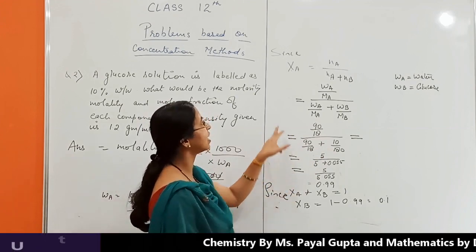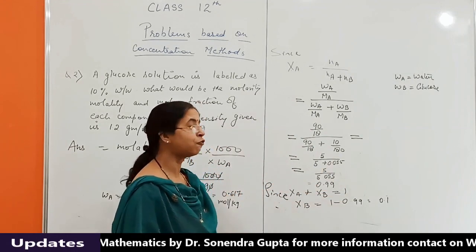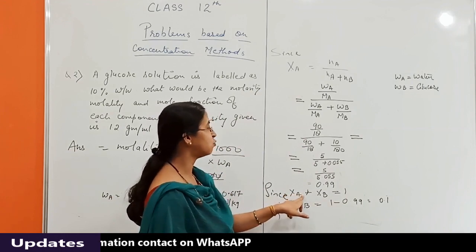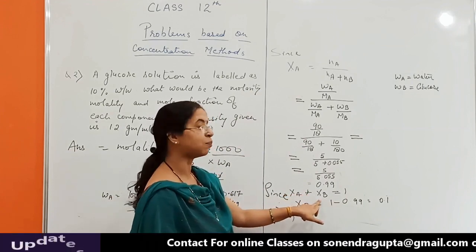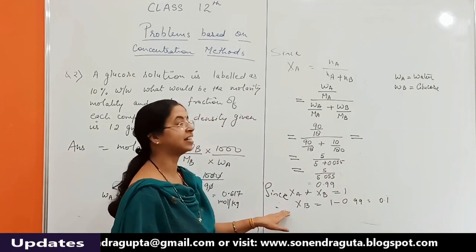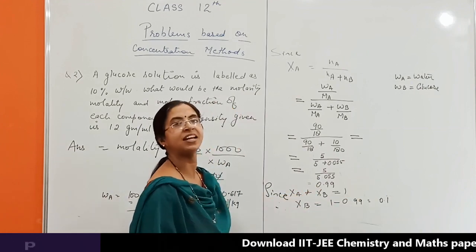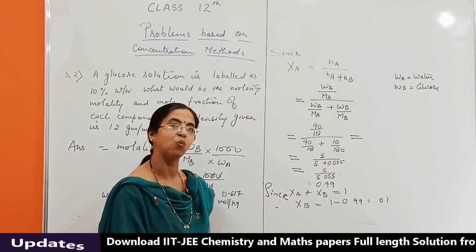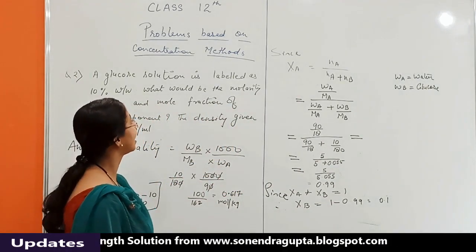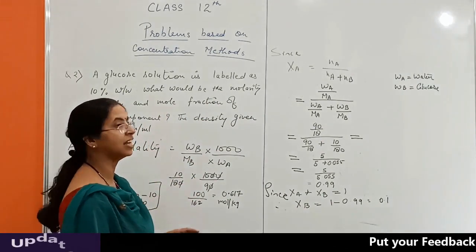As you know, mole fraction is a comparative quantity, so there is no need for a unit. The total of the mole fractions of the first and second components is 1. So we can just subtract to get the mole fraction of the solute, that is 1 minus 0.99, which comes to be 0.01. So by all this calculation we can calculate all three quantities asked in the numerical.